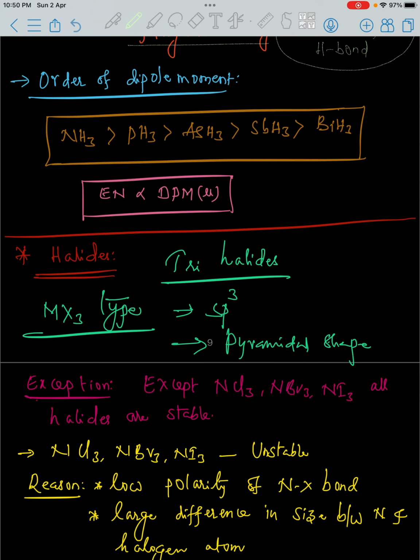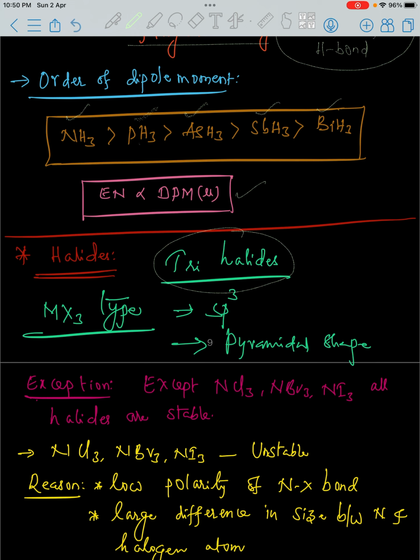Then order of dipole moment. Generally dipole moment is directly proportional to electronegativity. Polarity we decide based on the electronegativity. So among the hydrides of 15th group elements, electronegativity is more for nitrogen. So obviously dipole moment is also more for nitrogen than phosphine, that is phosphorus, arsenic, antimony, bismuth. Next, halides. Here the 15th group elements will form two types of halides. One is trihalides, the second one is pentahalides.